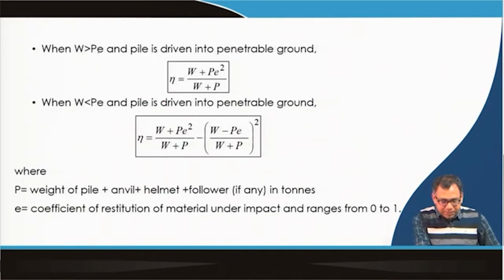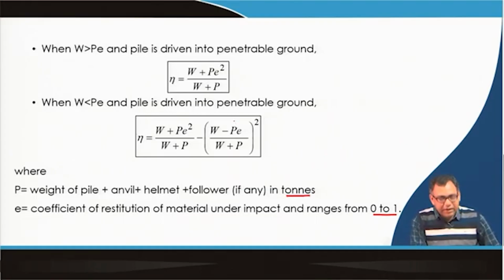P is the total weight of the pile, including the weight of the helmet, because we have to apply the helmet when you apply the blow. So, this is the weight of the pile, and this is in tons. E is the coefficient of restitution of material under impact and ranges from 0 to 1; we can take an average value of 0.5. So, now if W is greater than P into E, then you have to use this equation, and if W is less than P into E, then you have to use this equation.